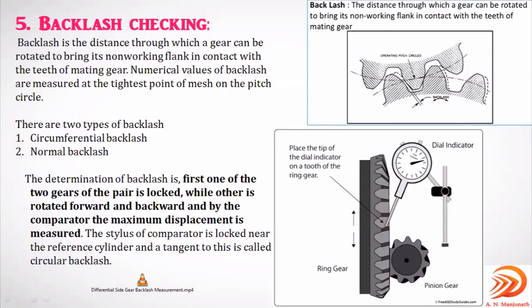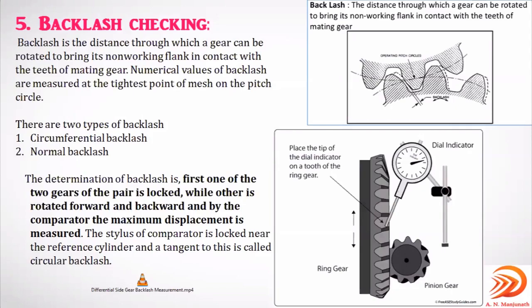This is another element in the gear blank. See here also a small video is there showing how to check the backlash in the given gear. How much backlash will be there? It will be shown in this particular comparator, the dial indicator, right? This is another element that will be inspected.